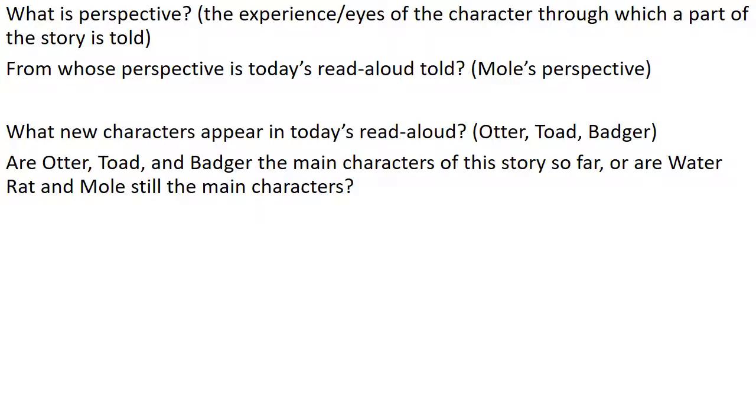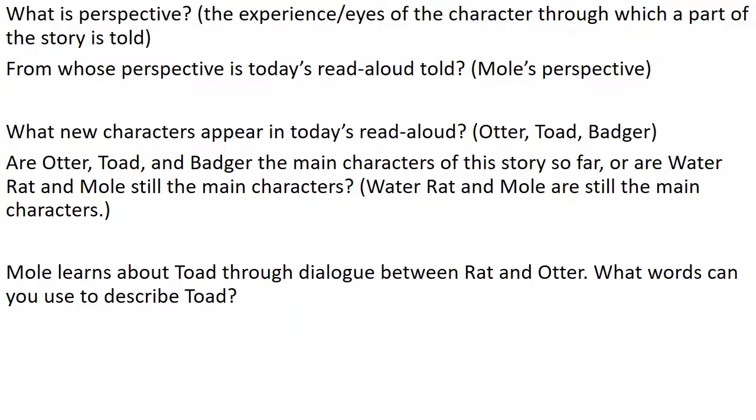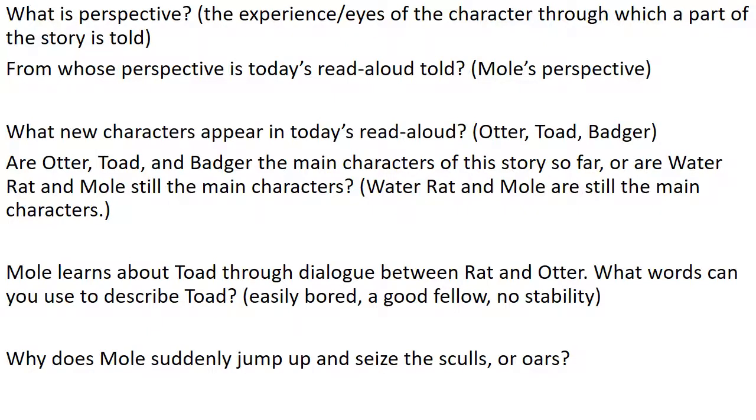Now, are Otter, Toad, and Badger the main characters of the story so far? Or are the Water Rat and the Mole still the main characters? Water Rat and Mole are still the main characters. Mole learns about Toad through dialogue between Rat and Otter. What words can you use to describe Toad, based on just what we know so far about him from the others? We haven't gotten to observe him very much yet. He is easily bored. I mean, he went from one thing to another pretty quickly, and that's how he's going to be throughout the story. He's a good fellow with no stability, according to our characters.